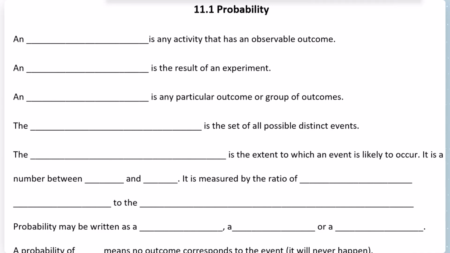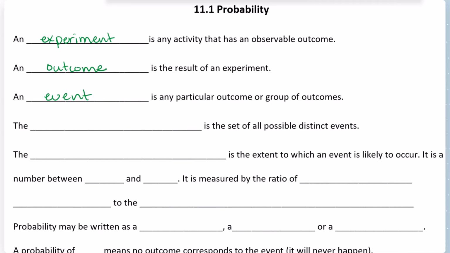Moving on into probability. An experiment is any activity that has an observable outcome. All right, but then we need to define an outcome. So an outcome is the result of an experiment. An event is any particular outcome or group of outcomes that we're looking at.